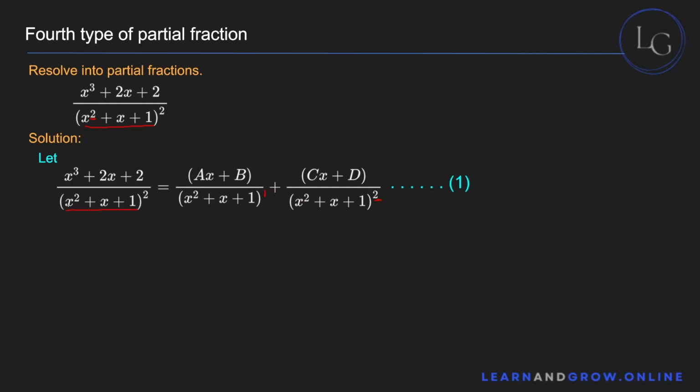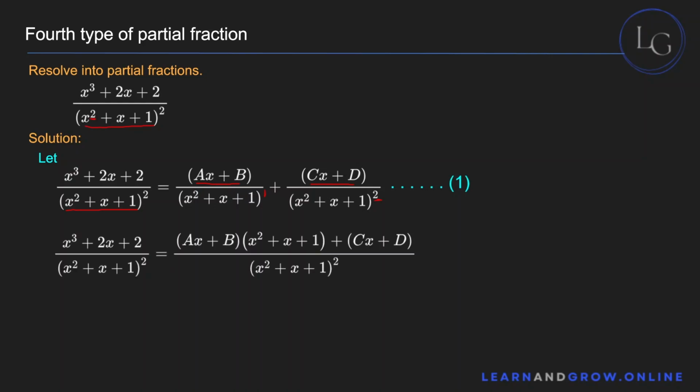So for example, if this was x squared plus x plus 1 whole to the power 3, you would have basically three partial fractions with ax plus b in the first one, cx plus d in the second one, and say ex plus f in the third one. And in the denominators, you would basically have x squared plus x plus 1 in increasing powers up to 3. So now, how will you go about this?